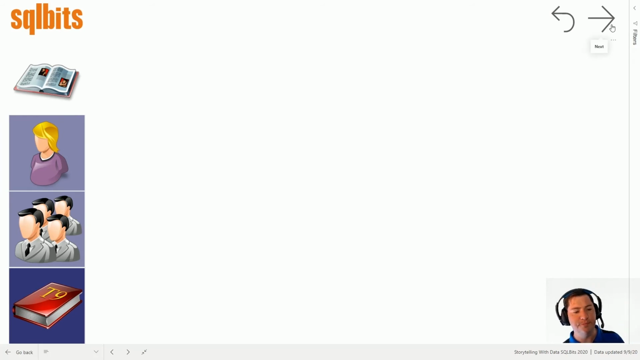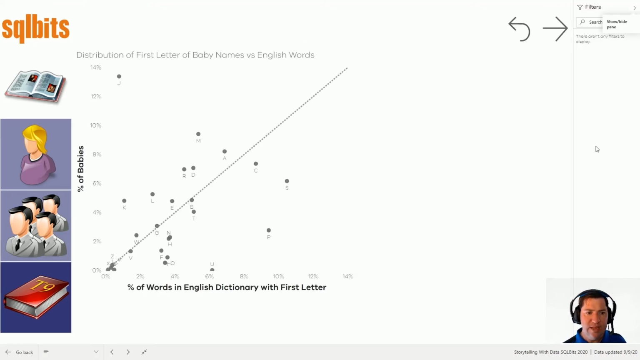So this one, basically what I wanted to do came from knowing that a lot of names start with similar letters. So, for instance, the two most popular male names, James and John, both start with J's. And I wanted to know how names differed from the general distribution of words in the English language. Now, in this case, this is not a very easy thing to visualize because I have to show you a couple of different points. I have to show you where each letter ranks in the English language in terms of what percentage of words start with that letter, should I say.